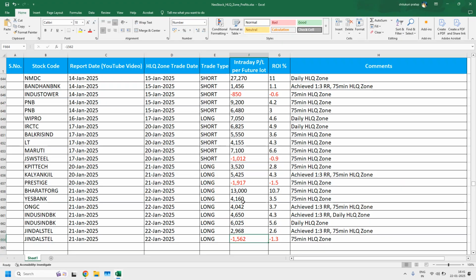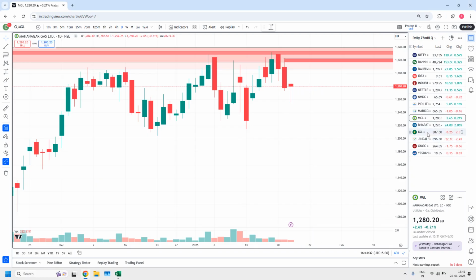Many of the demand zones, except one, all remaining 75 minutes high liquidity demand zones gave the trade. There are no 75 minute supply zones today. All demand zones. Only one, we know that IGL will be violated. Remaining every stock gave a trade, apart from IndusInd Bank from the daily time frame. So this is about today's HLQ zone analysis video.